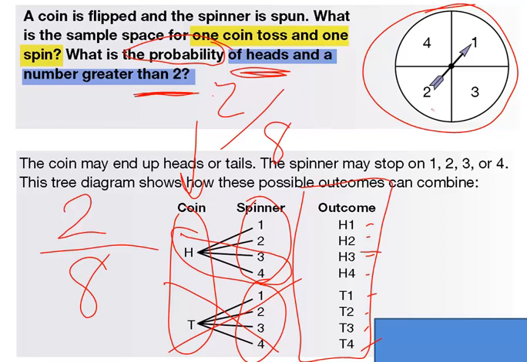So here's our heads and numbers greater than 2. We have 2 of our 8. So our probability is 2 eighths, which then reduces down to 1/4. So our probability of getting a heads and a number greater than 2 is 1/4. These will take some practice. These can be confusing at times. It's really simple, but until you get it, wrap your mind around it, they can be a little bit tough.